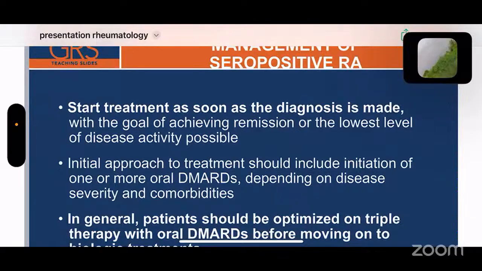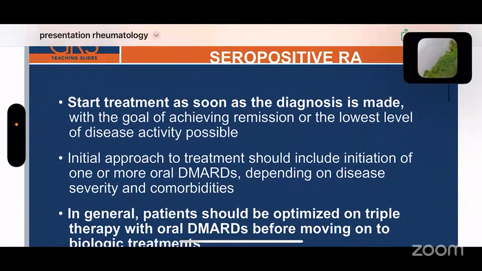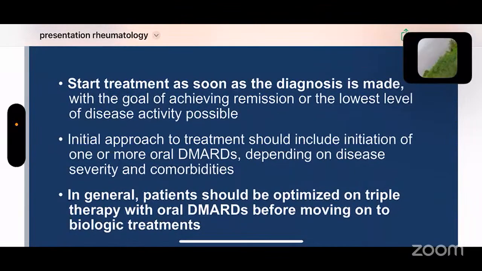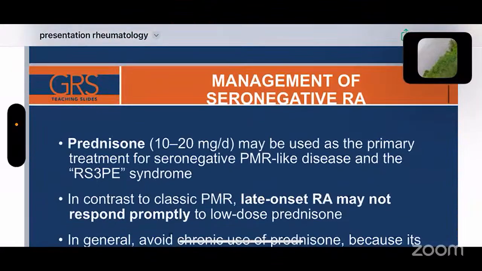We'll start treating as soon as the diagnosis is made, with the goal of achieving remission or the lowest level of disease activity possible. The initial approach to treatment should include initiation of one or more oral DMARDs, depending on disease severity and comorbidity, plus or minus corticosteroids. In general, patients should optimize on triple therapy with oral DMARDs before moving on to biological treatment, but keep in mind there is a risk of reactivation of TB on biological treatment.